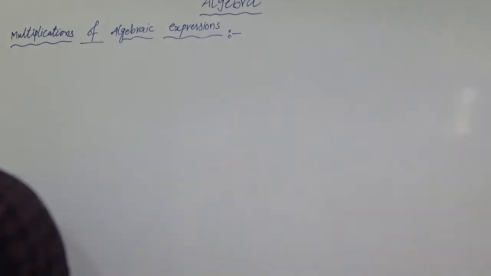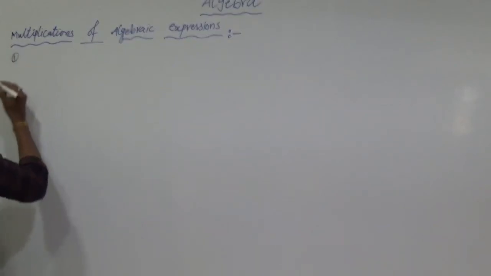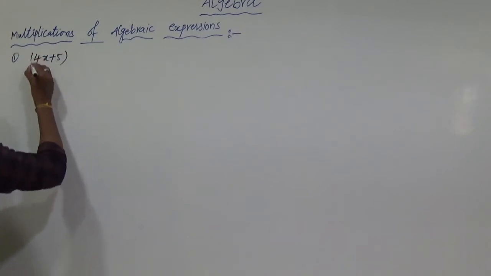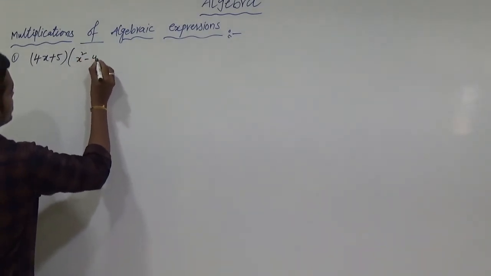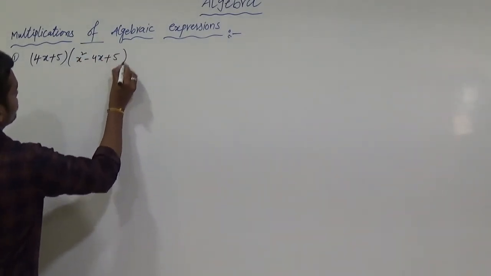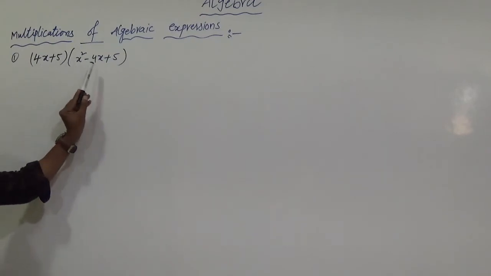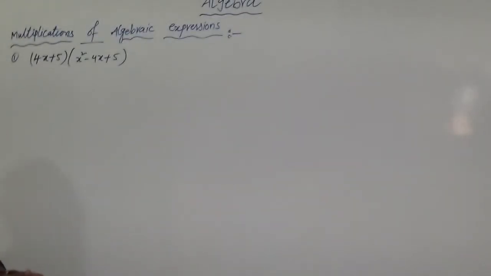So the problems. This time I am taking a different problem. For example, I am taking this: 4x plus 5. This is the binomial. I am multiplying 4x plus 5 with x square minus 4x plus 5. Observe the problem. This is binomial by trinomial. I am not keeping the headings for binomial by trinomial, trinomial into trinomial.